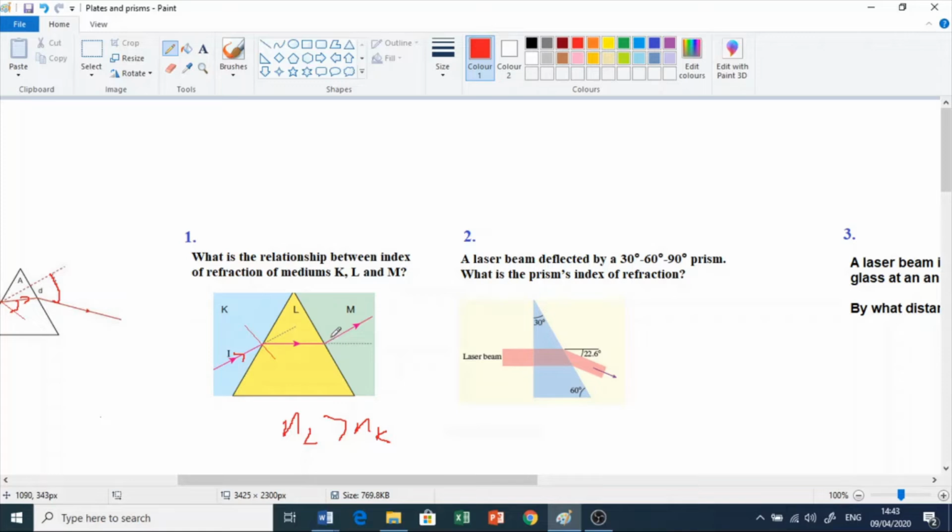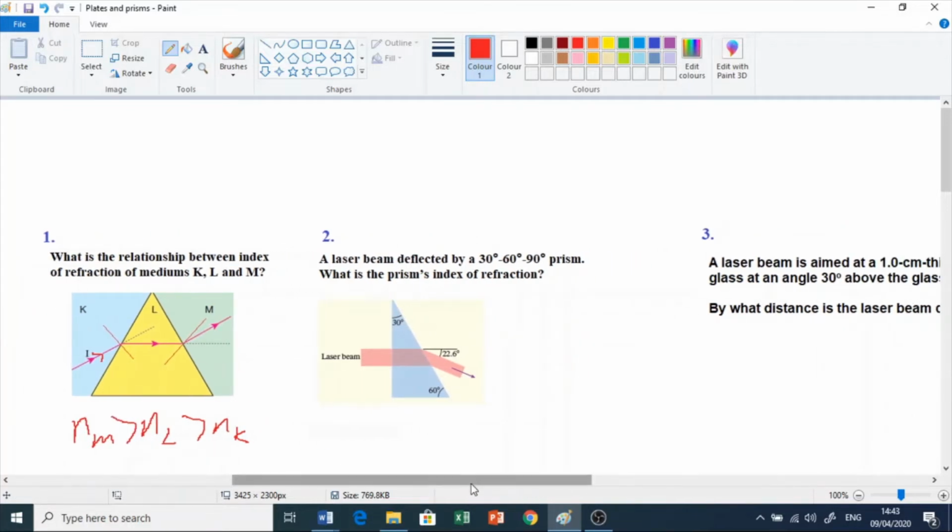Now let's look at the refraction of the light at this boundary. Again, let's draw our normal perpendicular to this surface. This is the incident ray to this point, and this is the original direction. As you see, this light ray has bent toward the normal. This is our normal. It has bent toward the normal. That's why it means that the index of refraction of M is bigger than that of L. And we are going to write that the index of refraction of M is bigger than that of L, and it is bigger than that of K. Let's move to the next question.